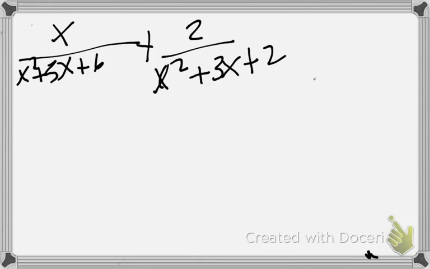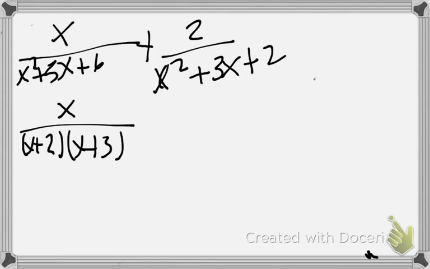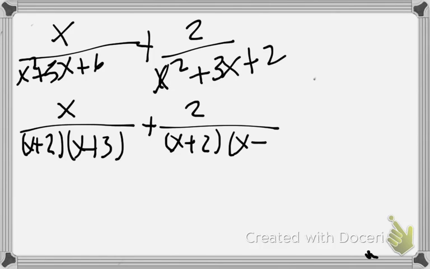So next we're going to write our new factored form of each side. So the left side is going to be x plus 2, x plus 3, and then plus 2, x plus 2, x plus 1. There's a lot of pluses in this one. Okay, so we have to multiply each side so that our denominators are the same.